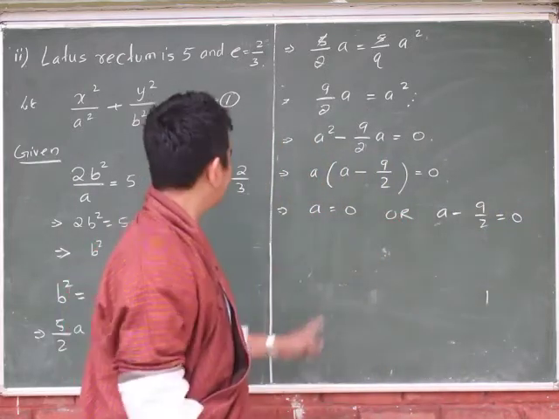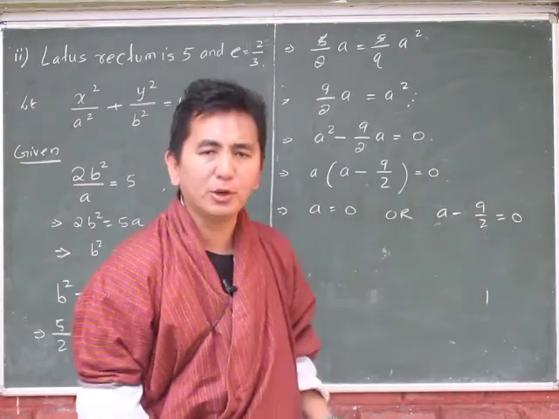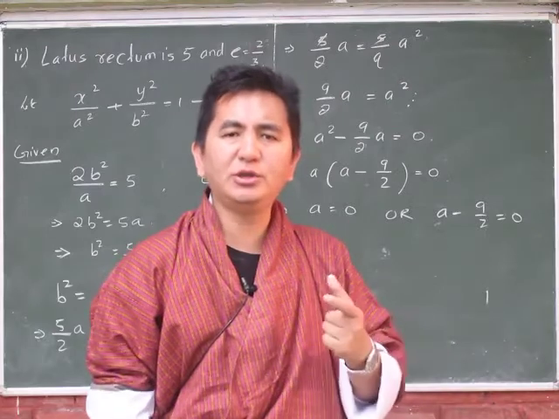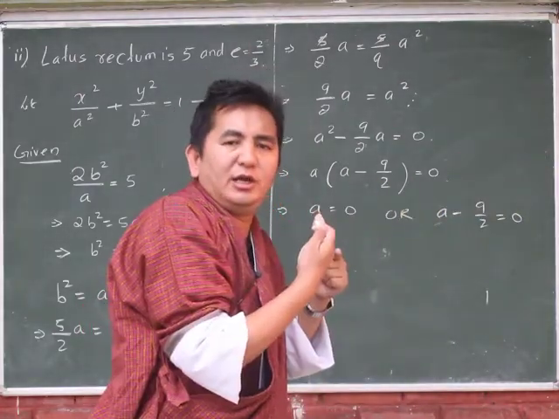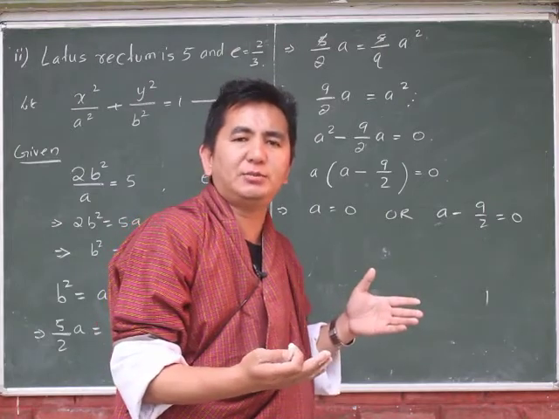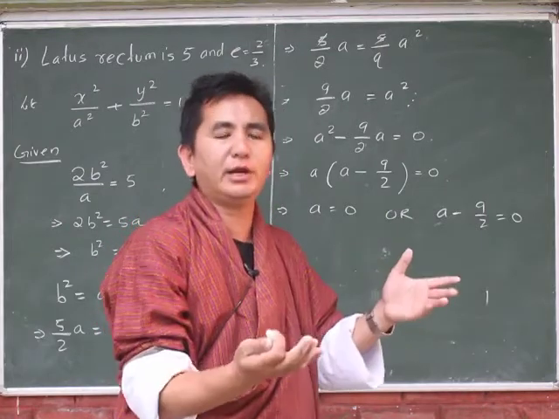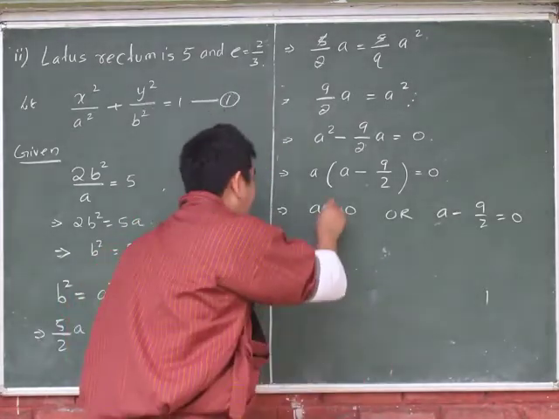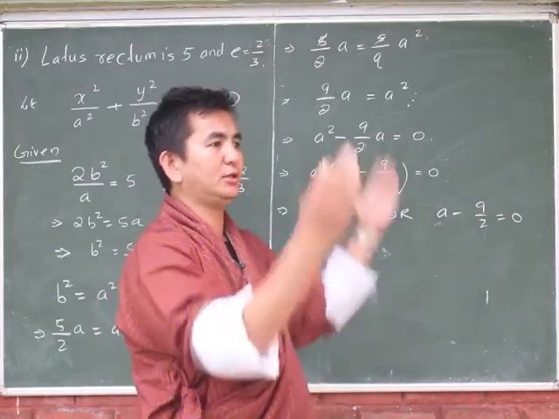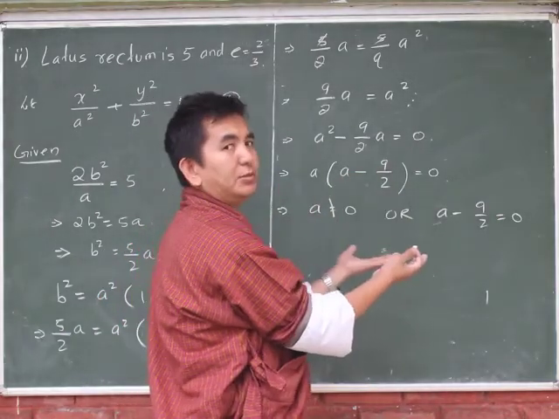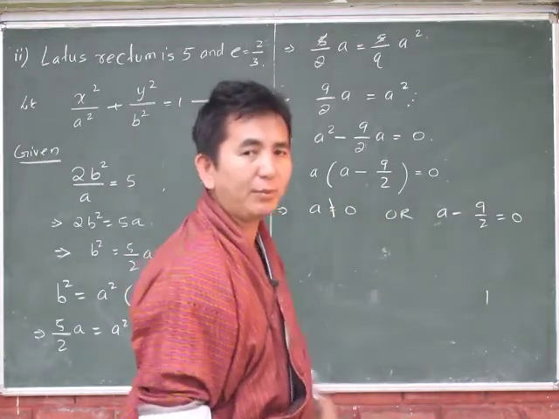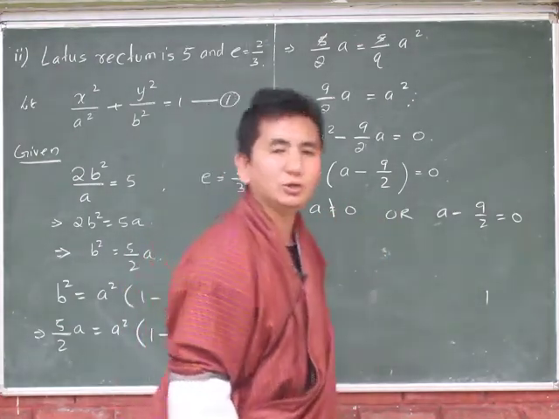Interesting part here: can we have a equal to 0? If a is equal to 0, then the vertex will reach the center of the ellipse. You cannot have a value 0. Then where will you get an ellipse? You will not get an ellipse. So a value should not be equal to 0. You cannot have a equal to 0; imagine what type of ellipse that would be. The vertex will come at the center. You cannot have this kind of ellipse. So a value should not be equal to 0.